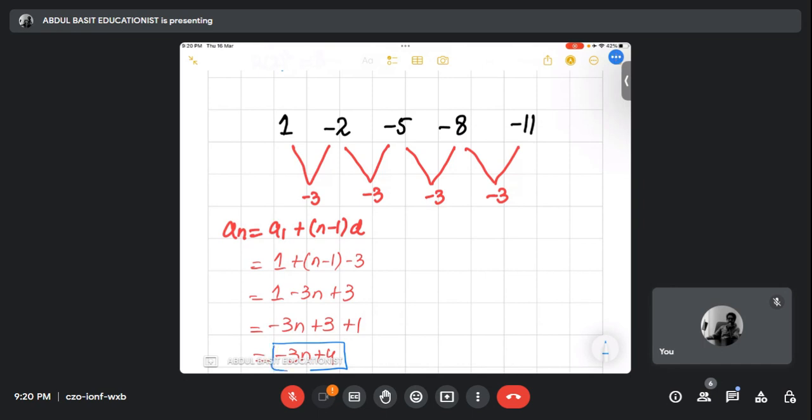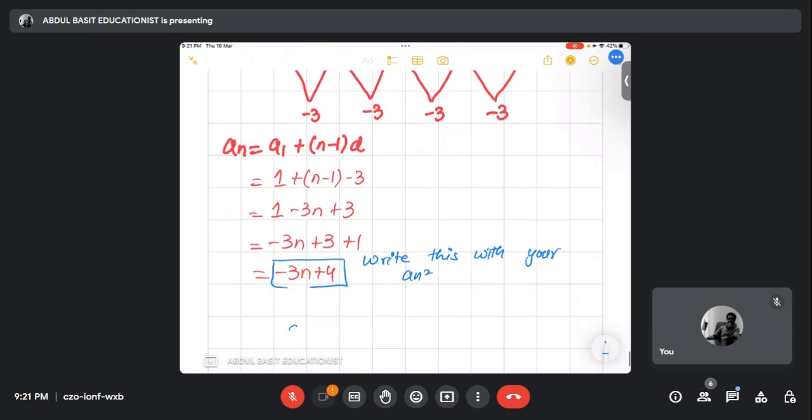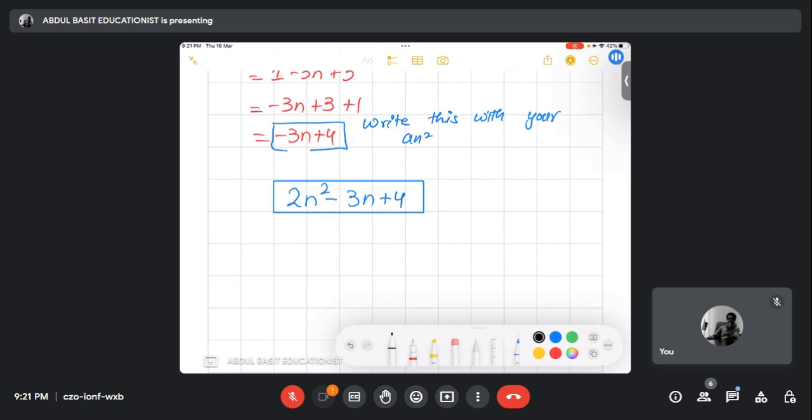Now write this formula with your an square, which is 2n square in this question. Remember that, Rida? So it's minus 3n plus 4. मलाइका बेटा समझ आ रही है? जी सर. Now it's time to check. अब time है check करने का कि हमने question ठीक किया कि नहीं. So one by one, Ramsha you put 1, Malaika you put 2, and Daniel you put 3. So 1 square minus 3 into 1 plus 4.